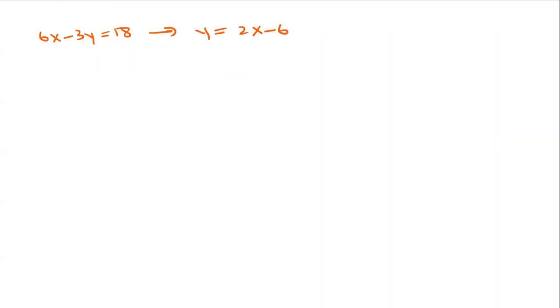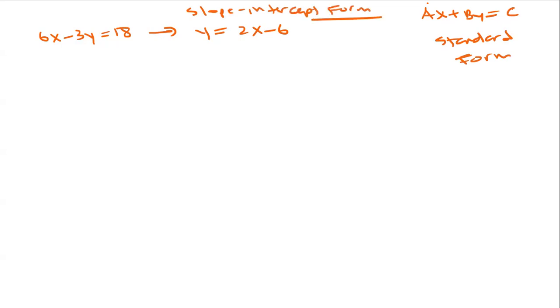All right, so remember, if it's in this form, this is called standard form: Ax plus By equals C. That's standard form. And then this here is in slope-intercept form. Okay. So this is standard form.